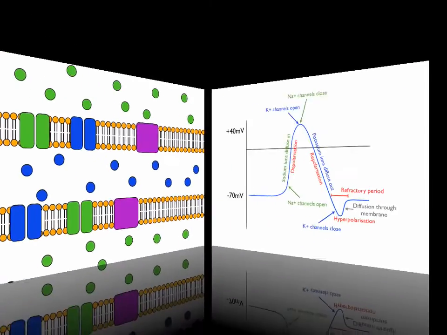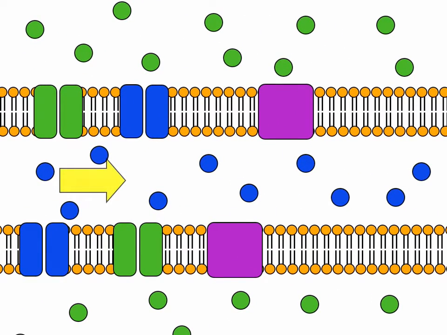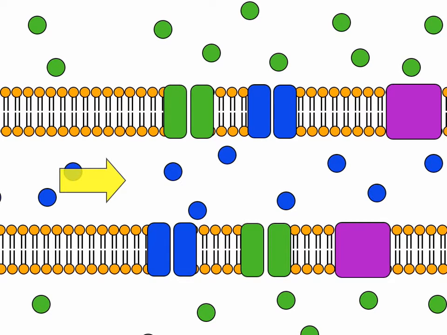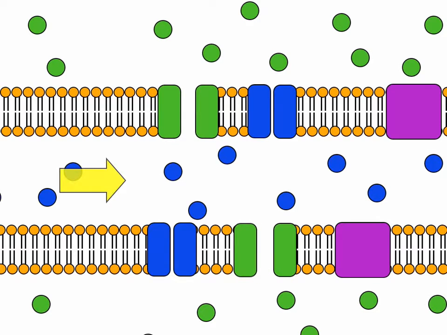Remember, we have been looking at only a small section of the axon. The nerve impulse is propagated because these events occur repeatedly next to one another. The depolarization during the early phase of the action potential travels along the next part of the axon. This opens voltage-dependent sodium channels, and the process repeats. This is how the impulse is passed along the length of the axon.